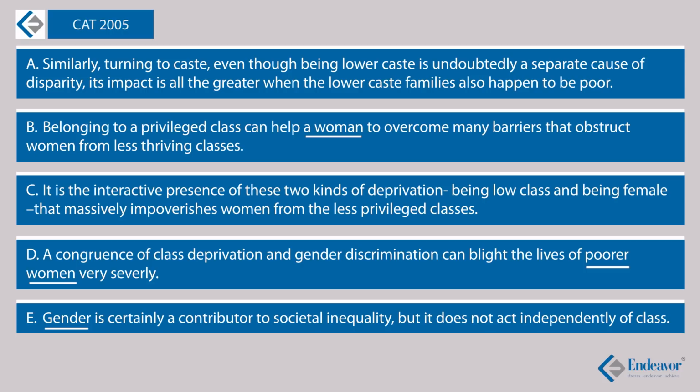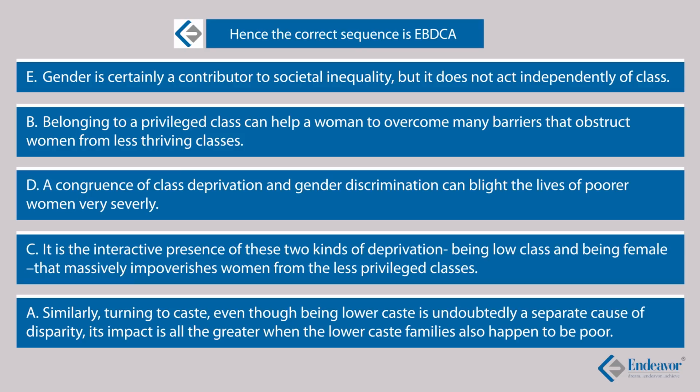Now, if you look at sentence A, which starts with similarly, an adverb means this is going to elaborate on the idea that also talks about what kind of disparity a woman goes through and how is she impacted. A gives us the final impact on the women from lower caste families if they are poorer. Hence, that's a greater impact and the closure of the paragraph. So, the sequence is E, B, D, C and A.